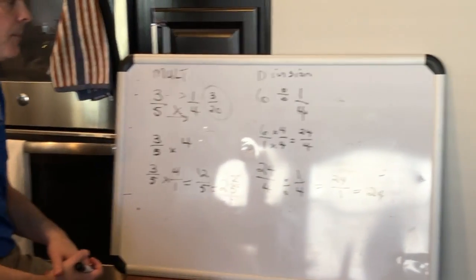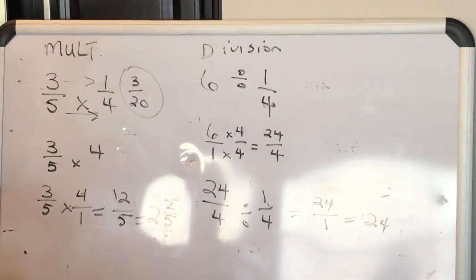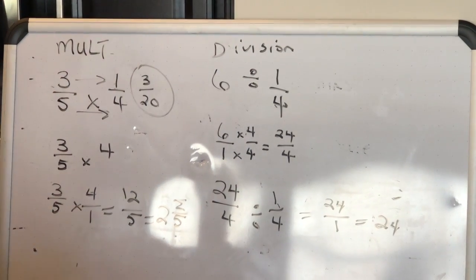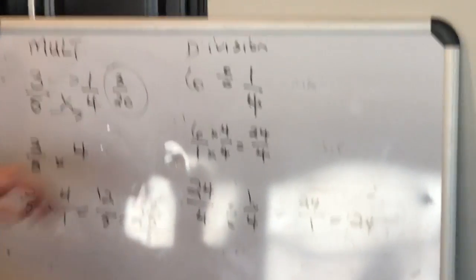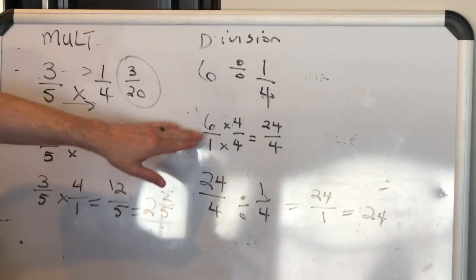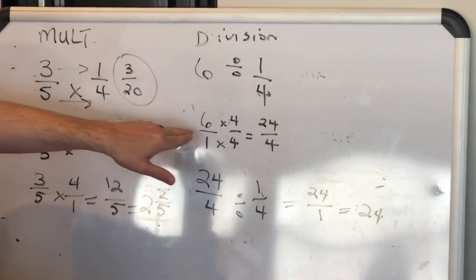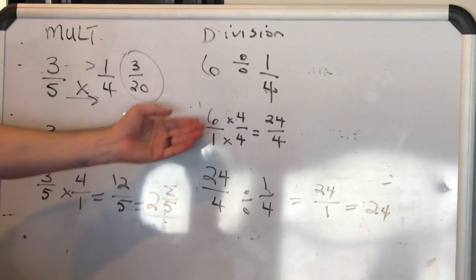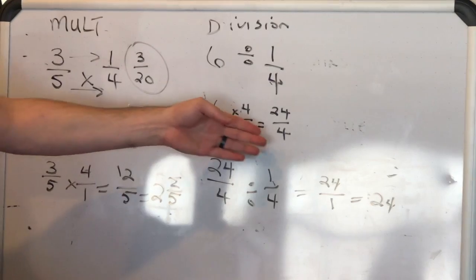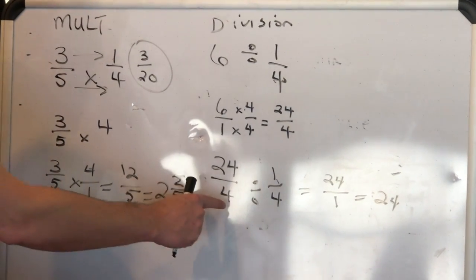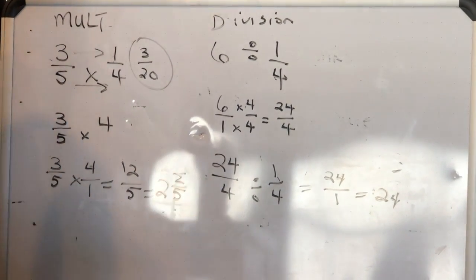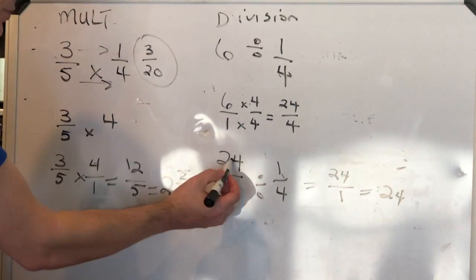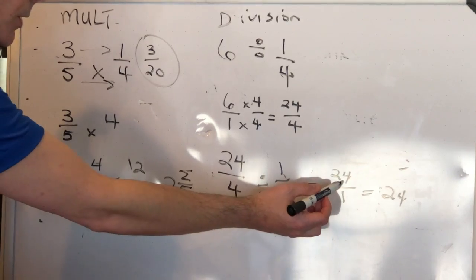For the division, this is a reminder of the strategy we use, 6 divided by 1/4. If you remember what we did, we found a common denominator. In this case, we multiplied 6 over 1 by 4 over 4, because 6 times 4 is 24, 4 times 1 is 4, so 24 over 4. That now has a common denominator, and now we're able to divide. 4 divided by 4 is 1. 24 divided by 1 is 24.